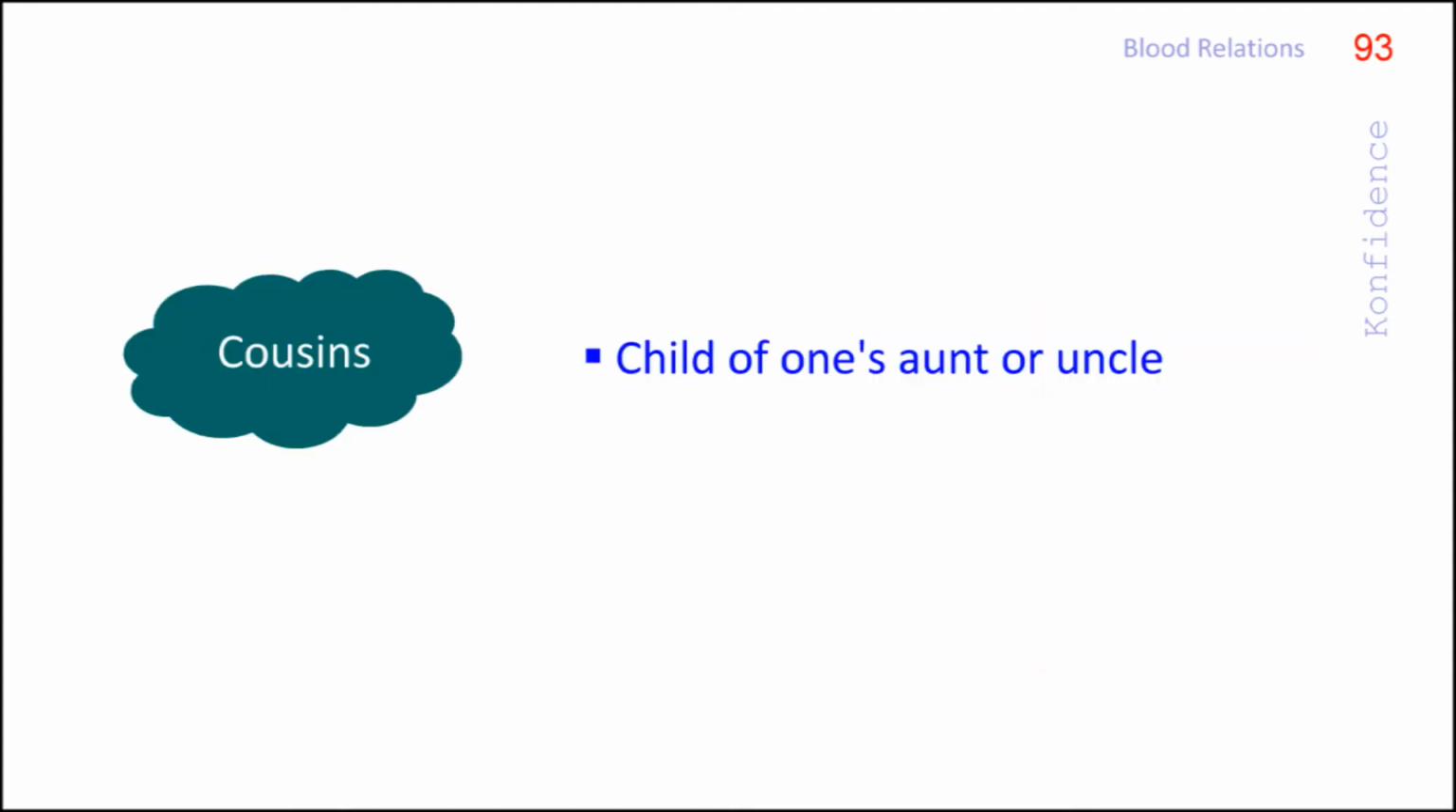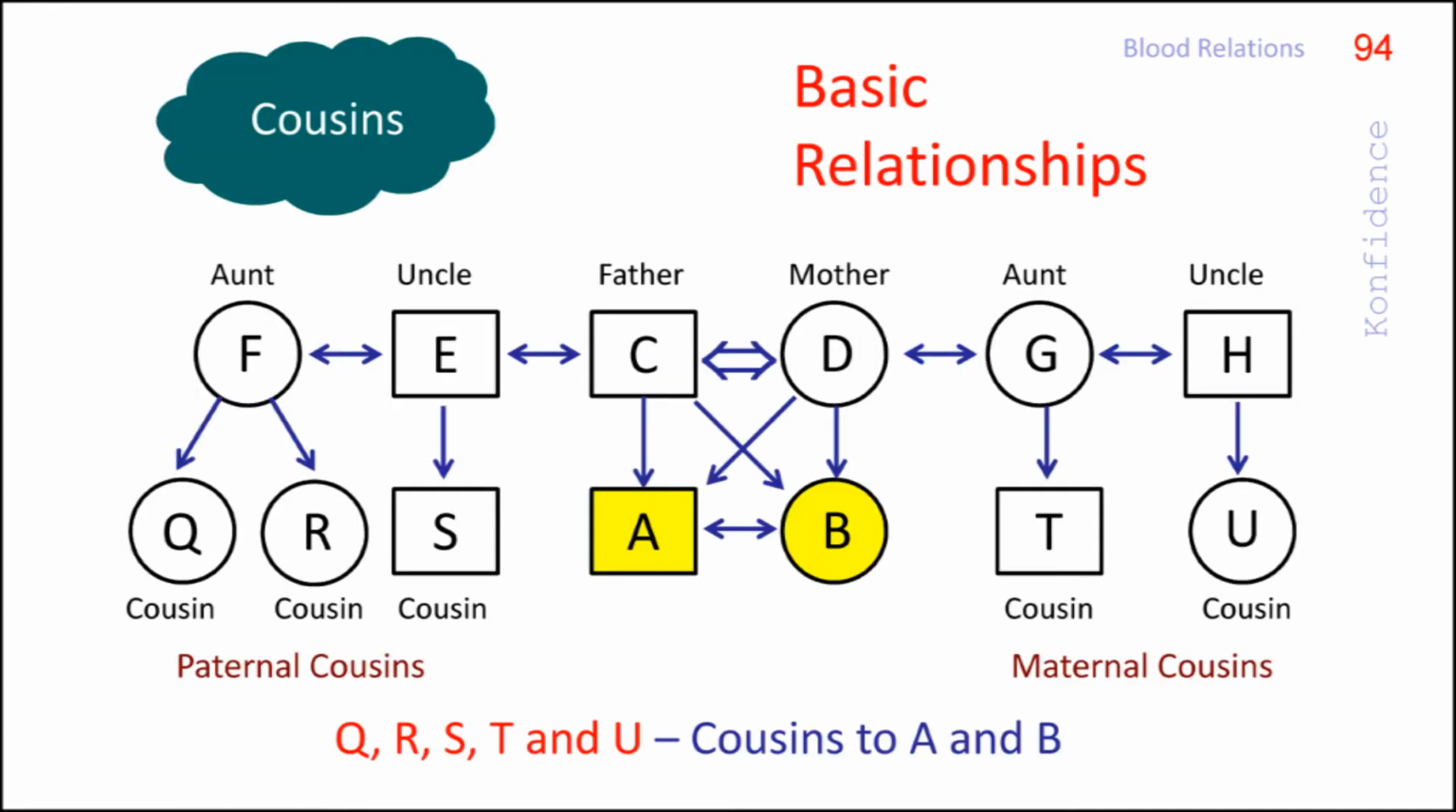The child of one's aunt or uncle is called cousin. In the diagram, Q, R, S, T, and U are cousins to A and B. Q, R, and S are paternal cousins to A and B as the relation is from father's side. T and U are maternal cousins of A and B as the relation is from mother's side.